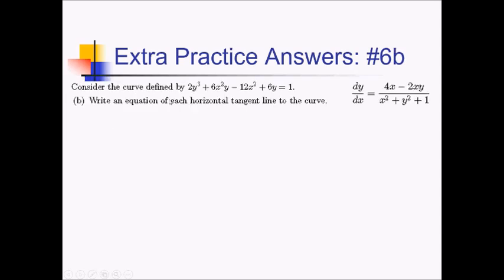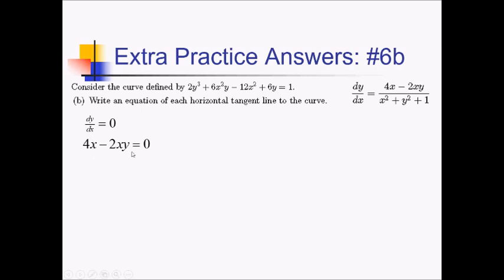On this problem, we want the equation of each horizontal tangent line to the curve, so our answers should all be in the form of y equals some constant if we have a horizontal line. To start this off, though, horizontal means that our slope, our dy over dx, must equal 0. So we basically have to figure out where this whole thing equals 0. And this is going to equal 0 wherever the numerator equals 0 and the denominator does not. So let's set the numerator equal to 0.